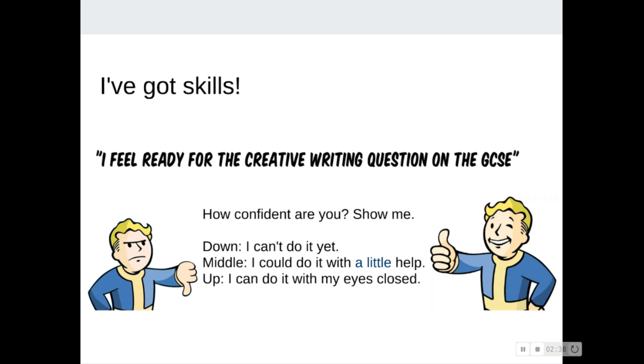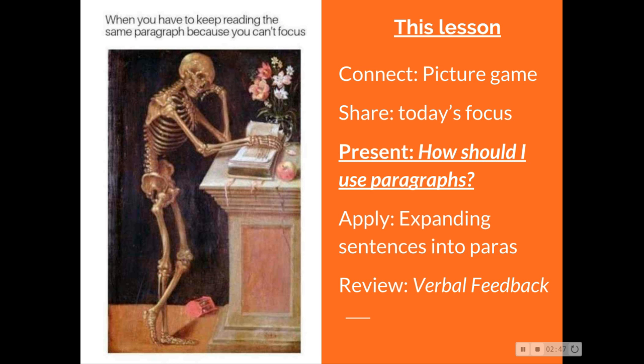So how confident are you feeling about this now? Again, give yourself a little gut check, see how you feel, and then let's move on. Now, it's all well and good to say that you need to use paragraphs, but how should we be using them on the GCSE?